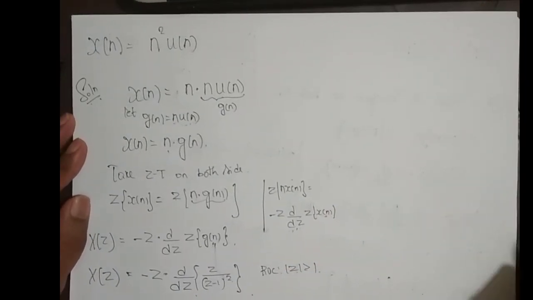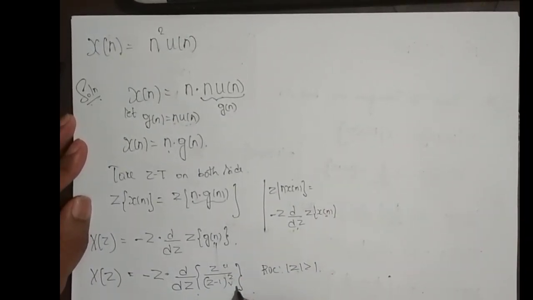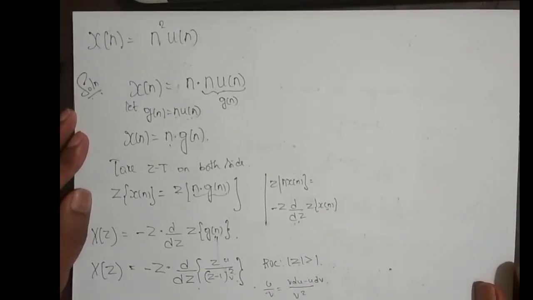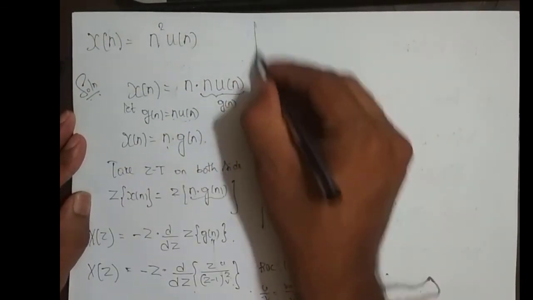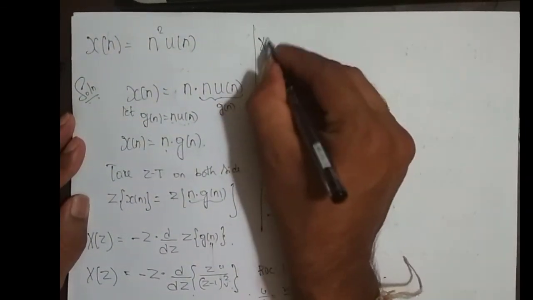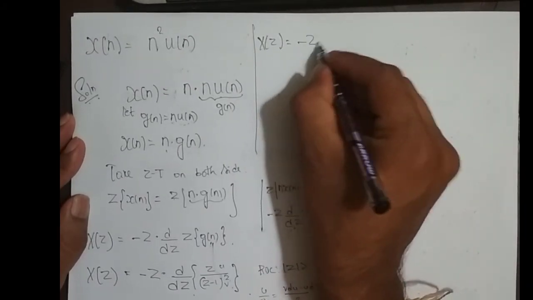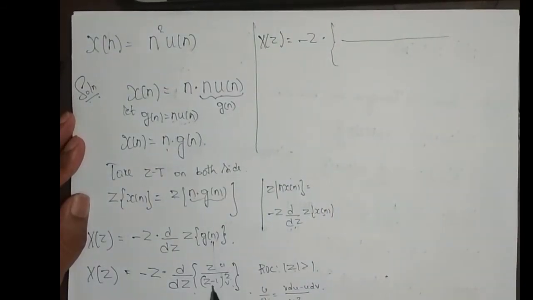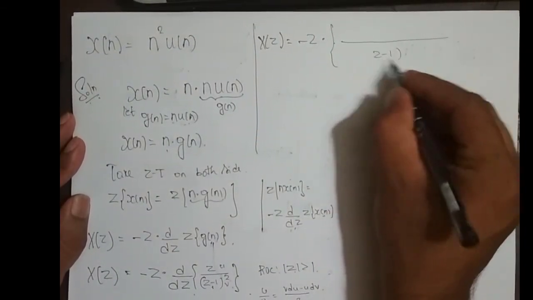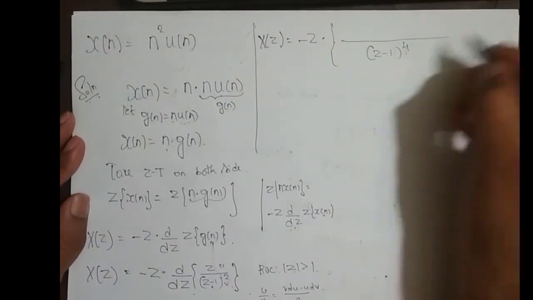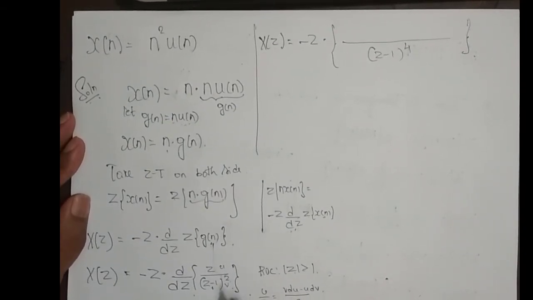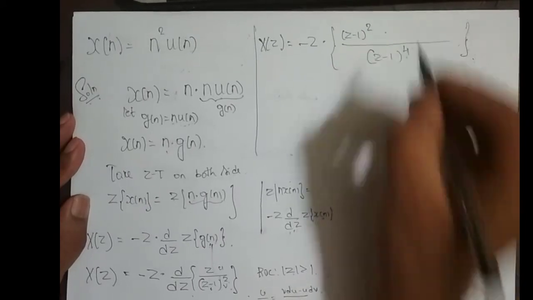Fine. Now this is of the form u by v. So what is the derivative of u by v? It is v square in the denominator, v times the differentiation of u minus u times the differentiation of v. So I need to differentiate this now. X(z) is equal to minus z into, I'll put it in a curly bracket, v square. V is (z minus 1) whole square, but it is the square of it, which is (z minus 1) whole power 4. Now v is z minus 1 whole square.